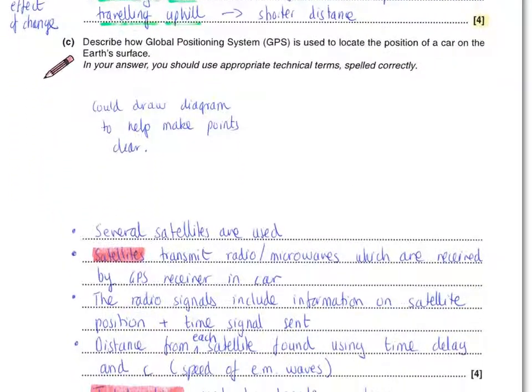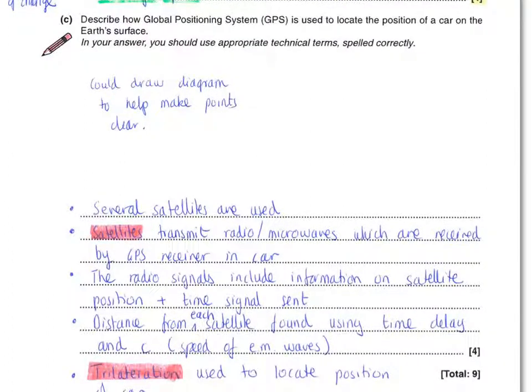The next part of the question is about a GPS system, and we need to describe how it is used to locate the position of a car. You could choose to draw a diagram to help make your points more clearly. Whatever you do, you should notice that there are 4 marks allocated to this question, so you need to make at least 4 clear points.